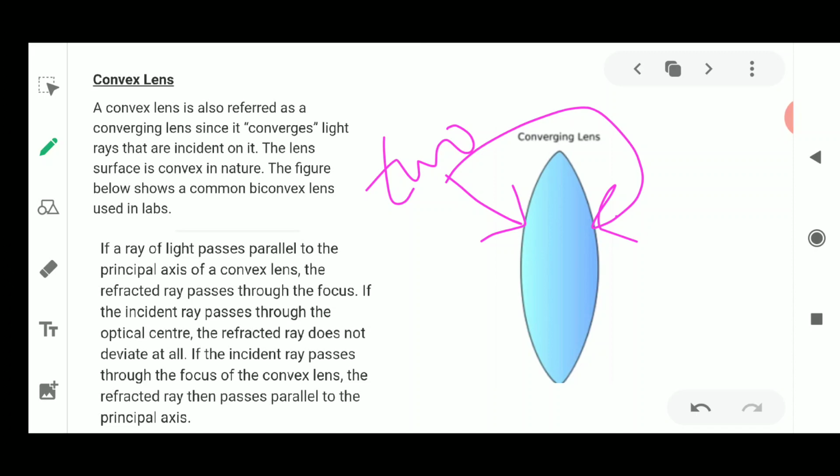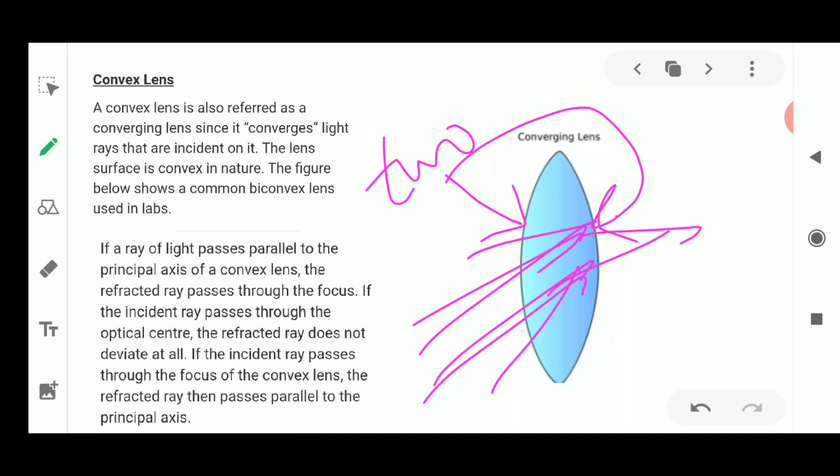Now if a light ray is passed parallel to the principal axis of the convex lens, the refracted ray also passes through the focus. So all these refracted rays which come into this lens are going to converge at one point, and that point will be known as the focus. I'll discuss all these things in detail in the next slide.